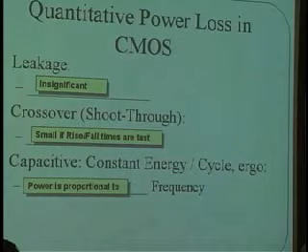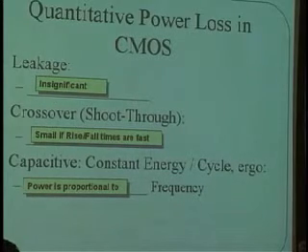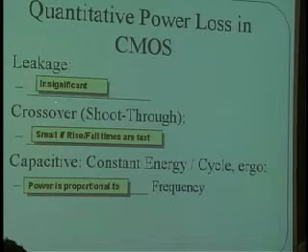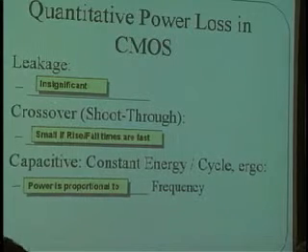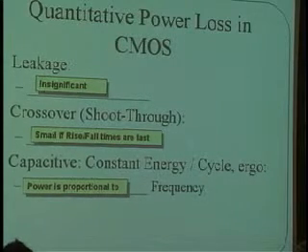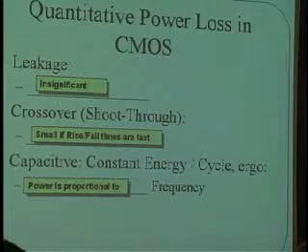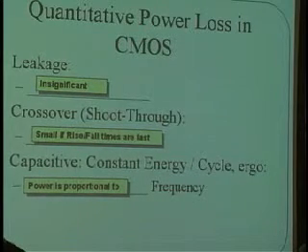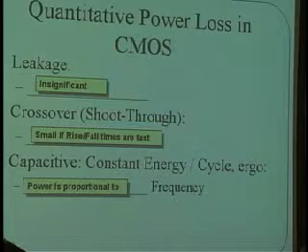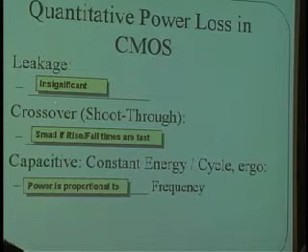So, leakage, as I said, is insignificant. Crossover, shoot-through is relatively small if the rise times are fast, which is the case for most modern computers. And the capacitive one we just cannot get away from. We can't fix it by making the resistance of the devices lower. It's the capacitance that matters. We have to charge and discharge these things.